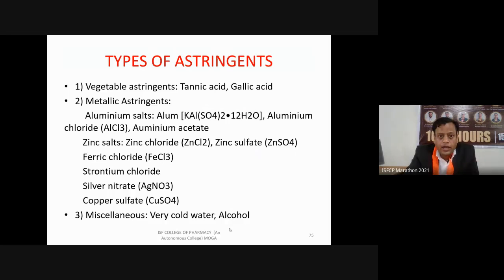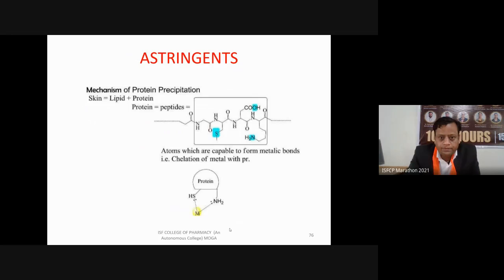If we discuss different types of astringents, they may be vegetable astringents like tannic acid and gallic acid, or metallic astringents including different aluminum salts such as aluminum chloride and aluminum acetate, and some zinc salts like zinc chloride, zinc sulfate, ferric chloride, strontium chloride, silver nitrate, and copper sulfate. These are all metallic astringents generally used topically. Some miscellaneous agents are also used, such as very cold water and alcohol. This is how astringent action is produced, how contraction of blood vessels is generally produced in the local tissue.